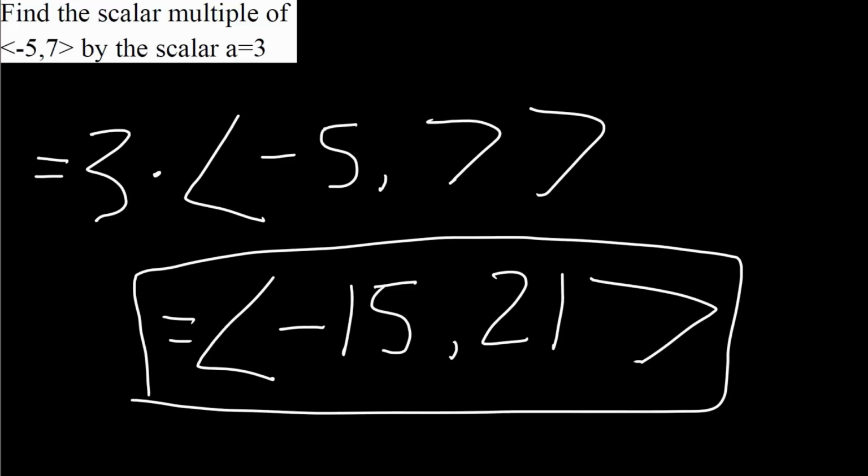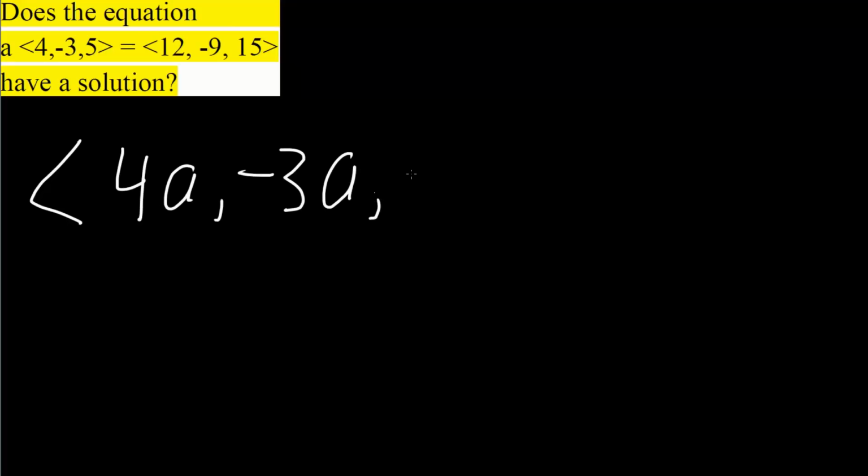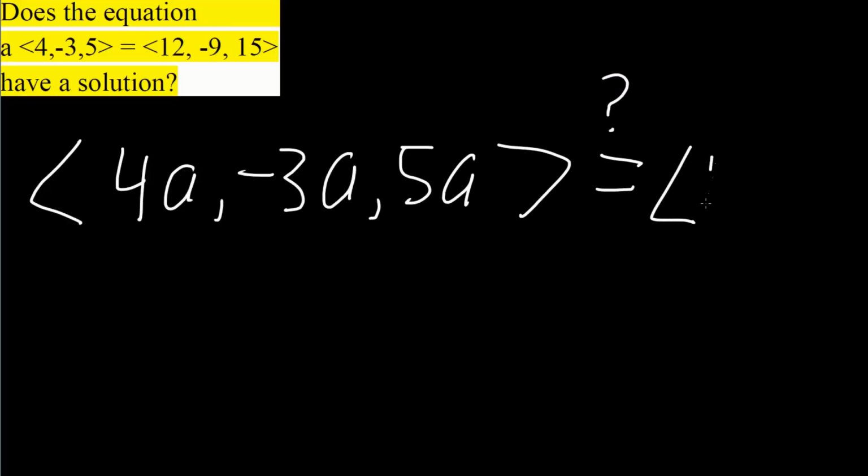And the last question that we have is a little bit different, but it's still very easy. So we want to know, does the equation a times the vector 4, -3, 5 is equal to the vector 12, -9, 15? And does it have a solution? So is there a value of a that would give us this? And so essentially what we have is 4a, -3a, 5a, and we can say equal, we'll put a question mark, we don't actually know. Is it going to equal 12, -9, 15?